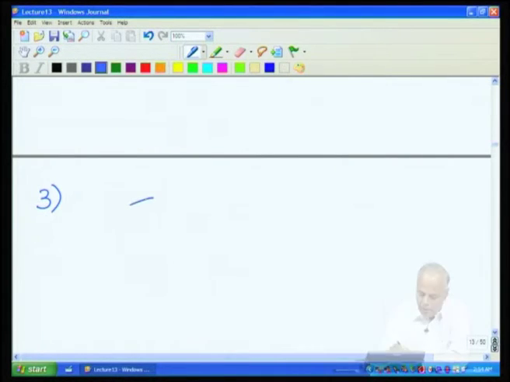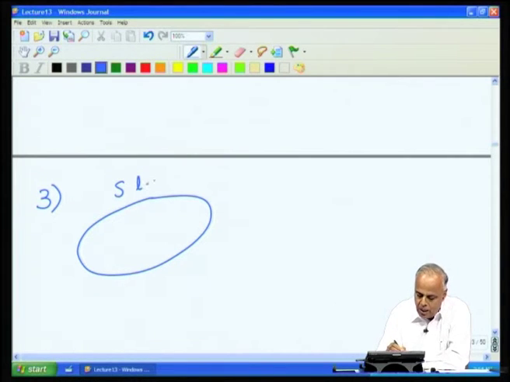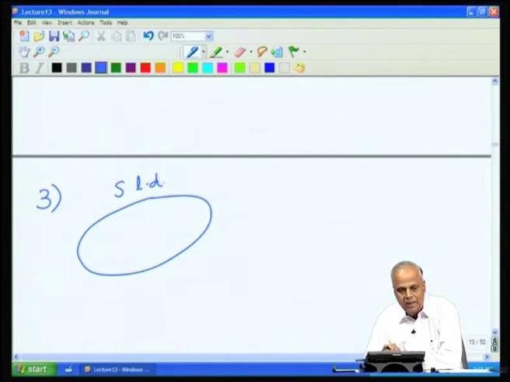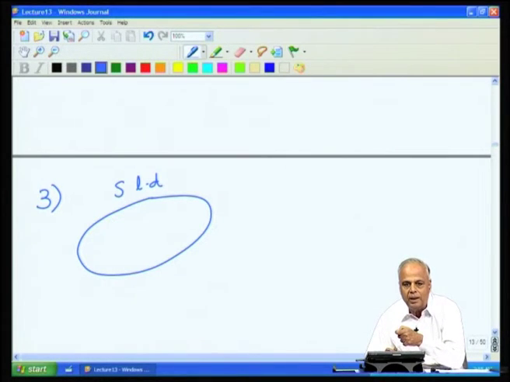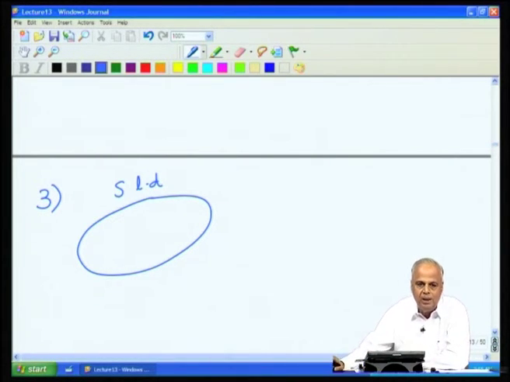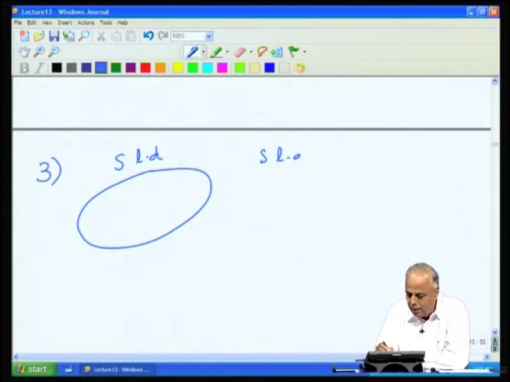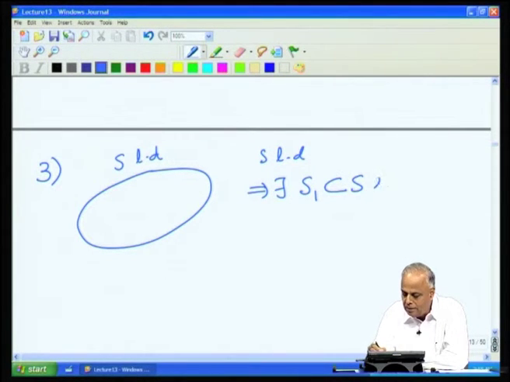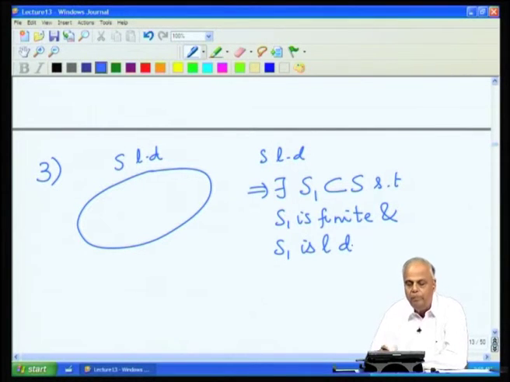Now, let us look at a linearly dependent set S. What does that mean? A set is linearly dependent means there will be a finite subset which is linearly dependent, because if every finite subset was linearly independent, then the set S would have become linearly independent. So, S linearly dependent implies there exists a set S1 contained in S such that S1 is finite and S1 is linearly dependent. So, every linearly dependent set must possess a finite linearly dependent subset.